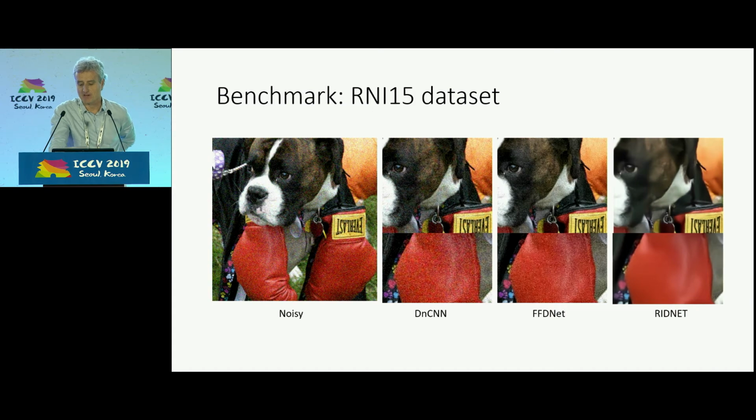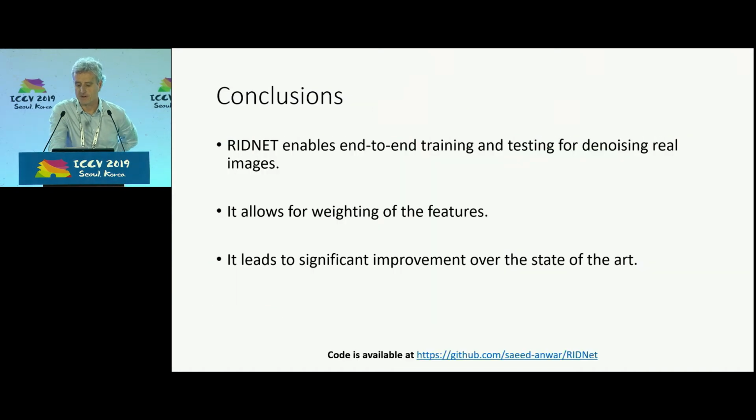RIDNet enables end-to-end training and testing for denoising in real images. It also allows for the weighting of features and leads to significant improvement over the current state-of-the-art. Our code's available on GitHub, and I'll be at poster station 24. Thank you.